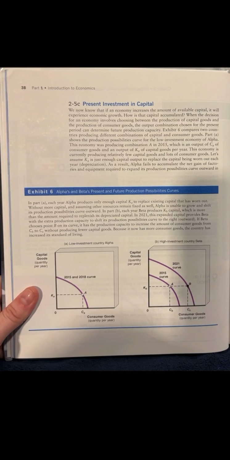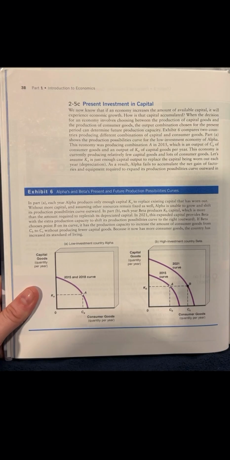Exhibit 6 compares two countries producing different combinations of capital and consumer goods. Part A shows the production possibility curve for the low-investment economy of Alpha. This economy was producing combination A in 2015, which was an output of CA of consumer goods and an output of KA for capital goods per year. This economy is currently producing relatively few capital goods and lots of consumer goods. Let's assume KA is just enough capital output to replace the capital being worn out each year, depreciation.